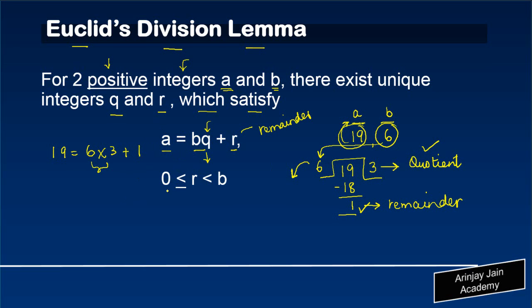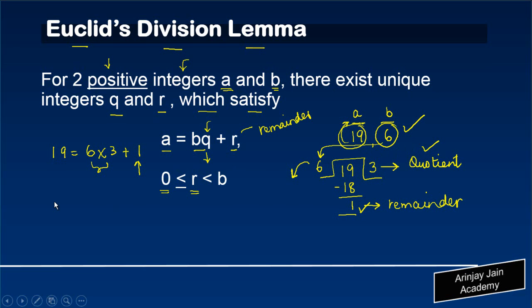And the other rule which follows here is that r is always greater than or equal to 0. It cannot be negative. In our case, it is 1, which is greater than 0, and it is less than b. What was b in our case? It is 6. So r is less than b. r is 1 in our case. It's less than b. And this property holds true for any two positive integers. If you want, I can give you another example.